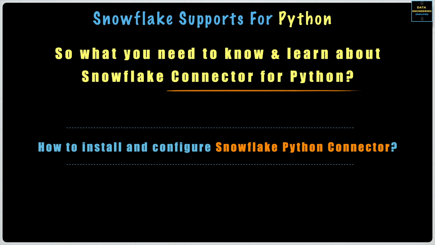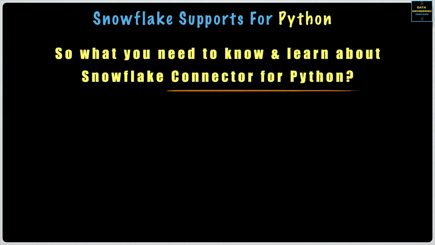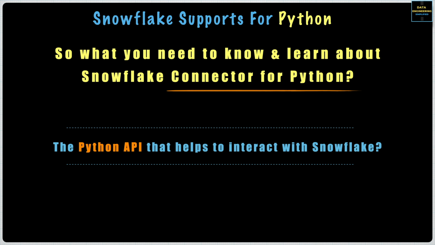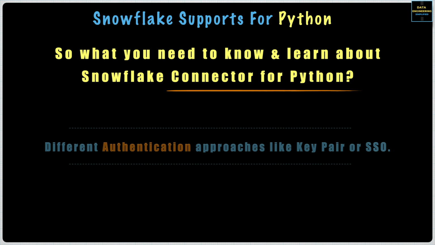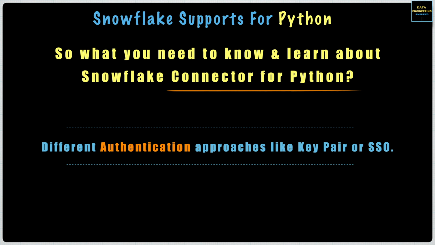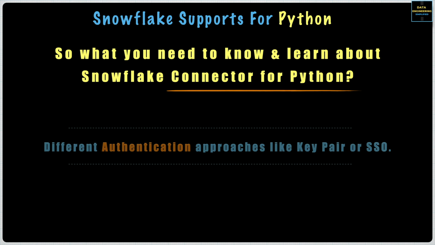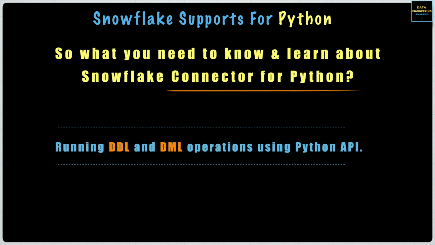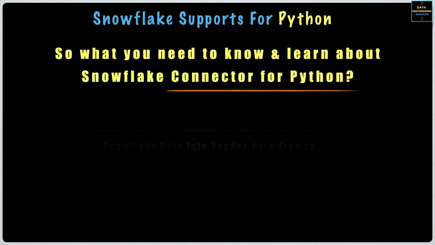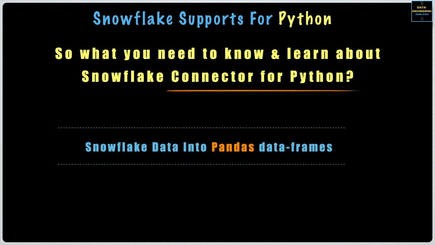How to install and configure Snowflake Python connector on your local machine. The Python API, its configuration and extension which helps you to interact with Snowflake Cloud instance. Different authentication approaches like key pair or single sign-on. How to run DDL and DML operation using Python API and its extension. Data from Snowflake environment and using them as a Pandas data frame.